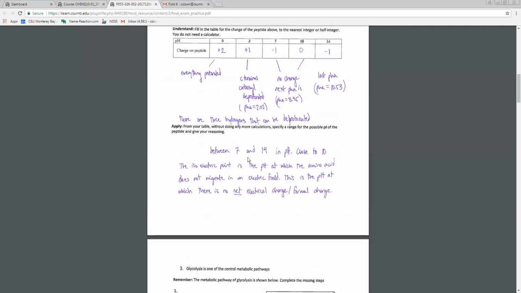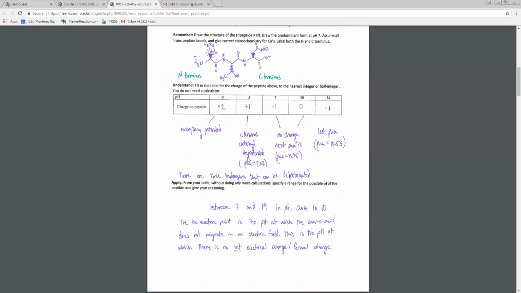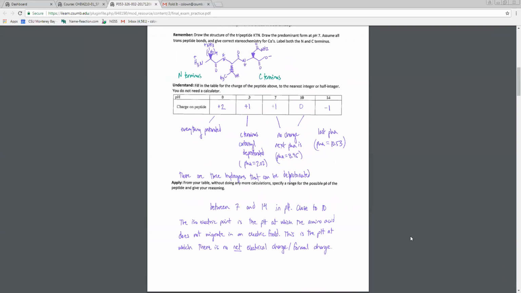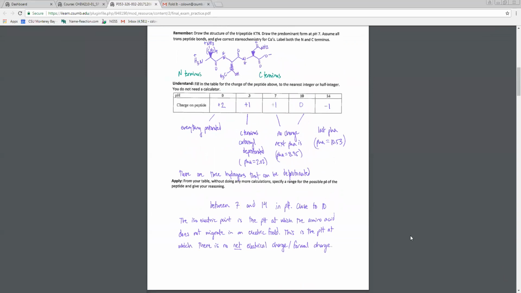Then, without doing any more calculations, specify a range for the possible pI of the peptide and give your reasoning. So it's going to be somewhere between 7 and 14, likely around 10. Isoelectric point, again, is the pH at which the amino acid does not migrate in an electric field. This is the pH at which there is no net electrical charge or formal charge.